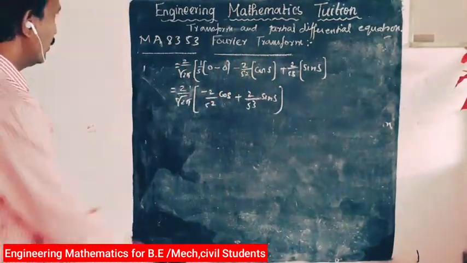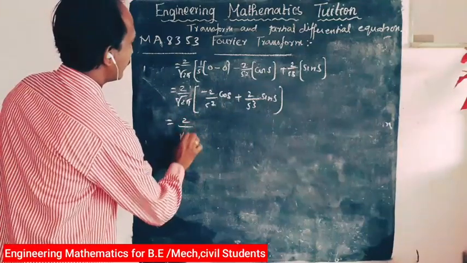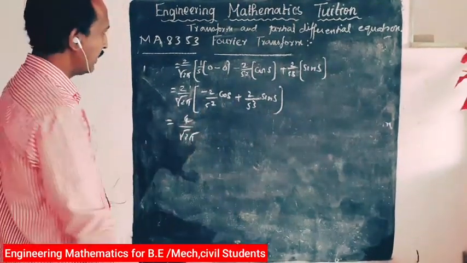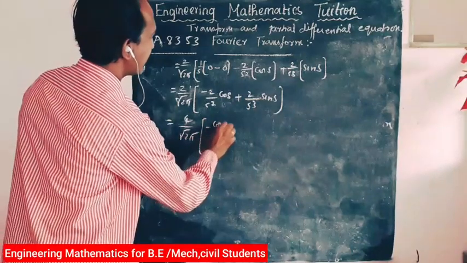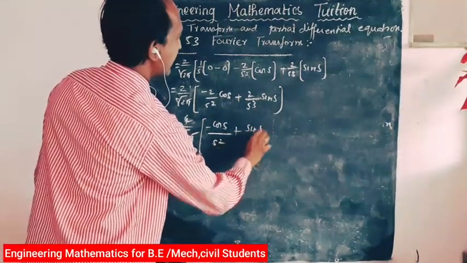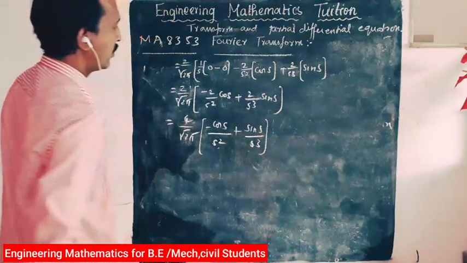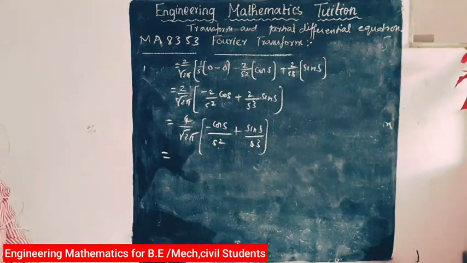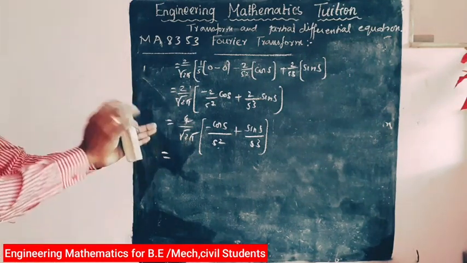So, that is equal to 2 by root of 2 pi, the constant 2 is outside, that is 4 by root of 2 pi into minus cos s by s squared plus sin s by s cube. Now, take the LCM. The reason is, in the derivative part the term contains x cube. So, in the denominator x cube is common.